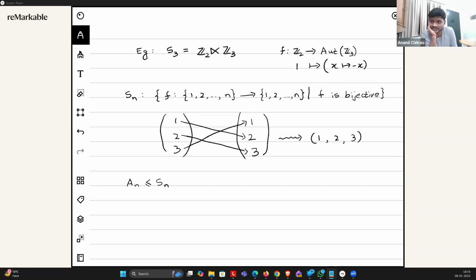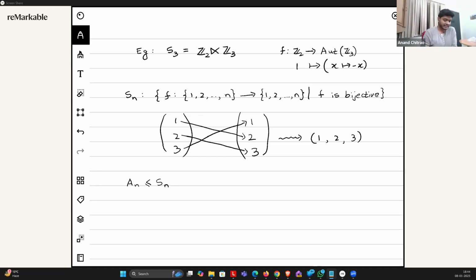So what are transpositions? Can you tell me? A cycle of length 2. Yeah. So this is a cycle, and its length is 3. But if it were 2, then it would have been called a transposition, right?